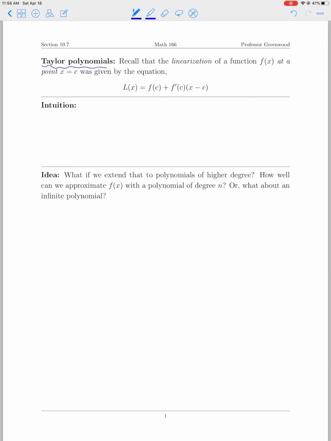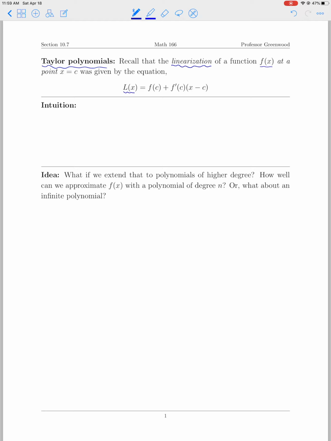And so Taylor polynomials are a generalization of something you saw in Calc 1, which is the linearization of a function f of x at a point x equals c. And so you might remember that you have this formula, L of x is equal to f of c plus f prime of c times x minus c.